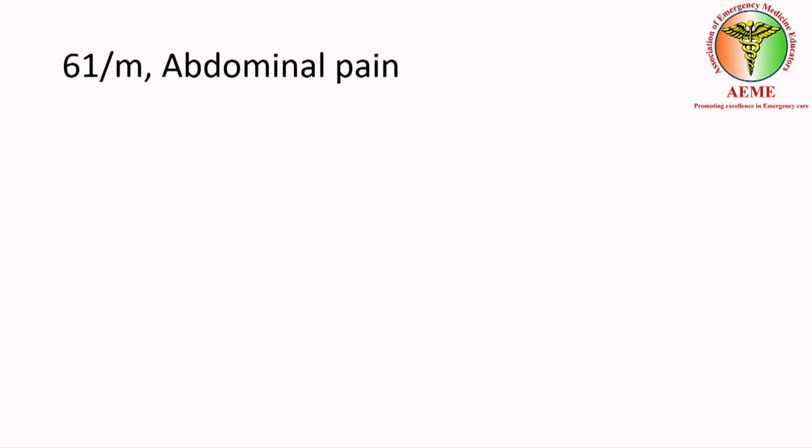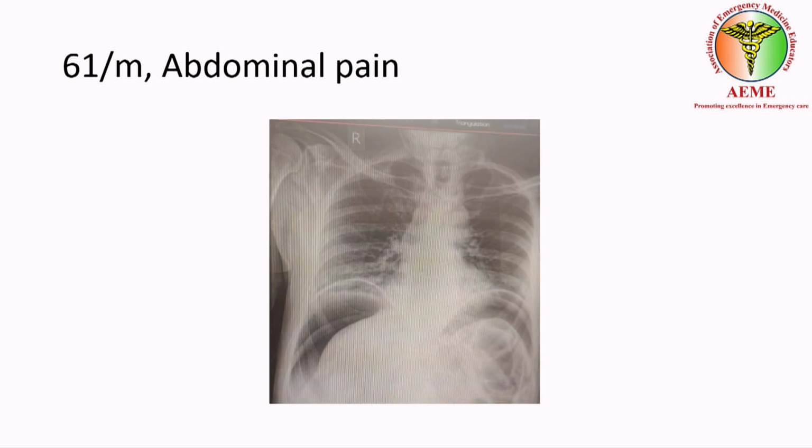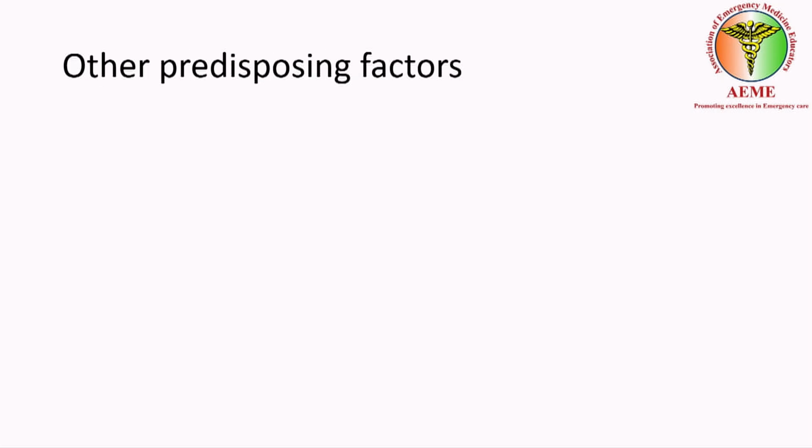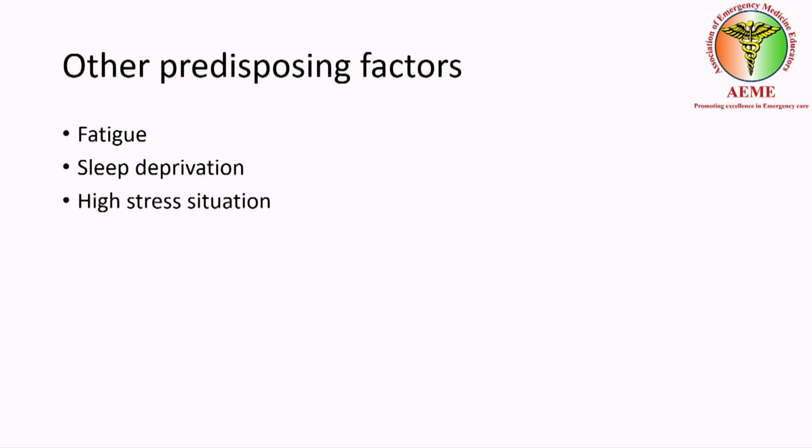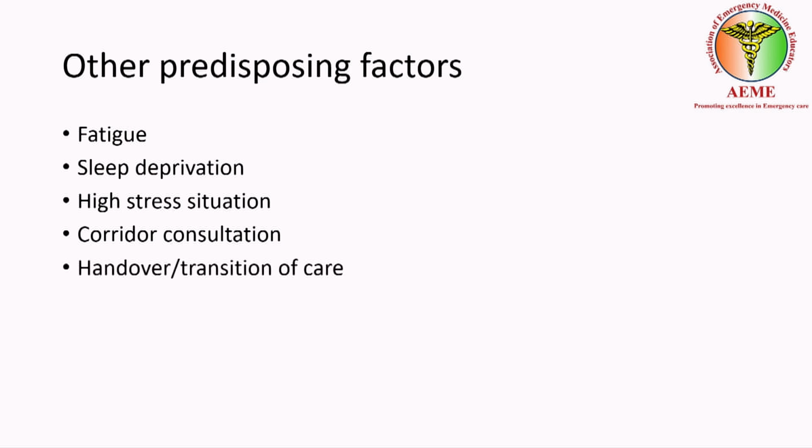His abdomen was tense. It was a massive pneumoperitoneum due to perforation. They had to do a resection, and unfortunately, this patient also did not make it. Although we didn't delay the diagnosis by much, it could have been fatal earlier on had we missed it. Now, what are some of the other predisposing factors that lead to errors? Obviously, there is fatigue, sleep deprivation, and high stress situations that we commonly encounter in the ED. There is corridor consultation, like the one I just mentioned. And there is error at the level of handover and transition of care.